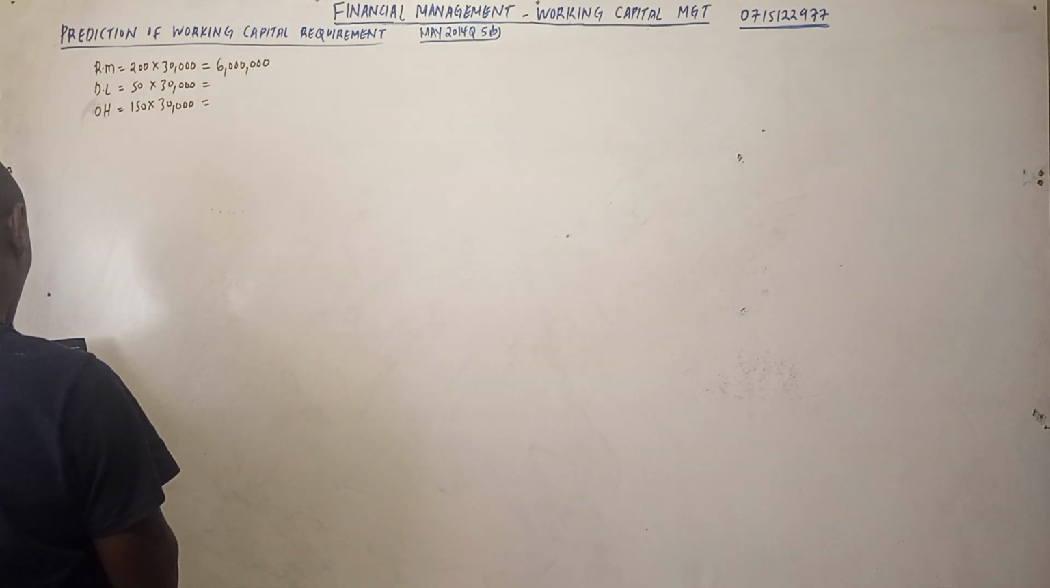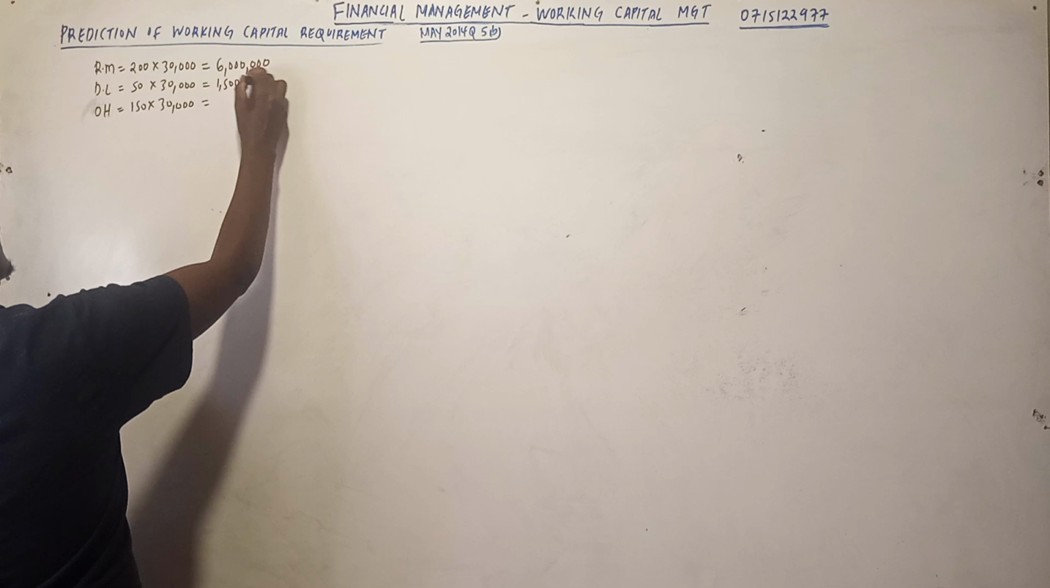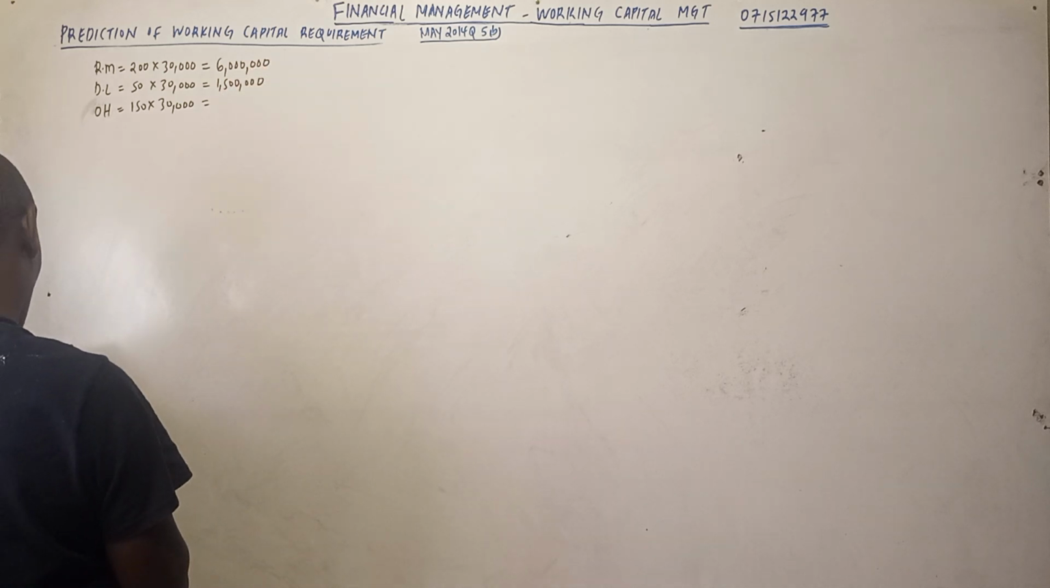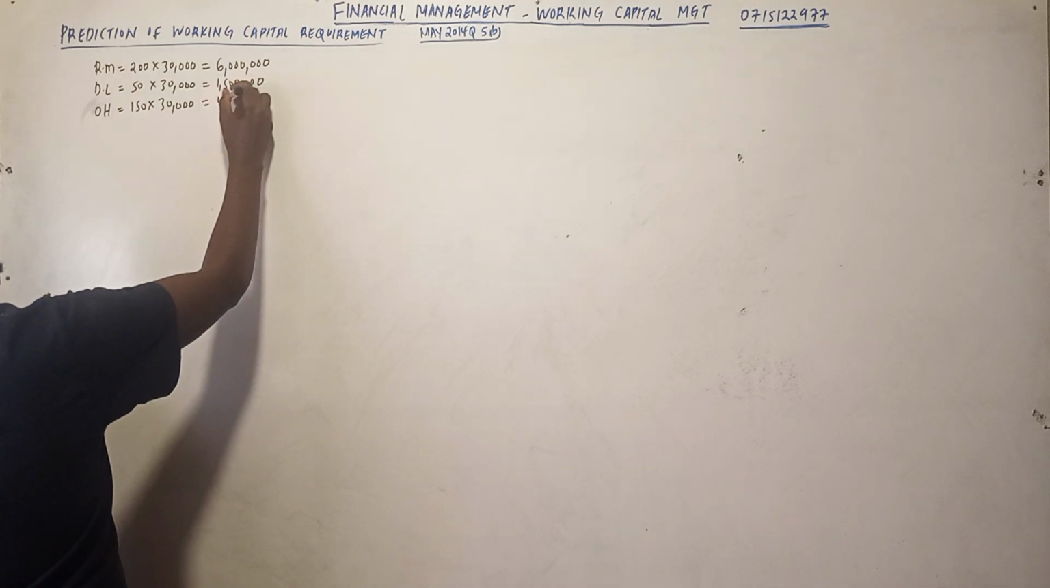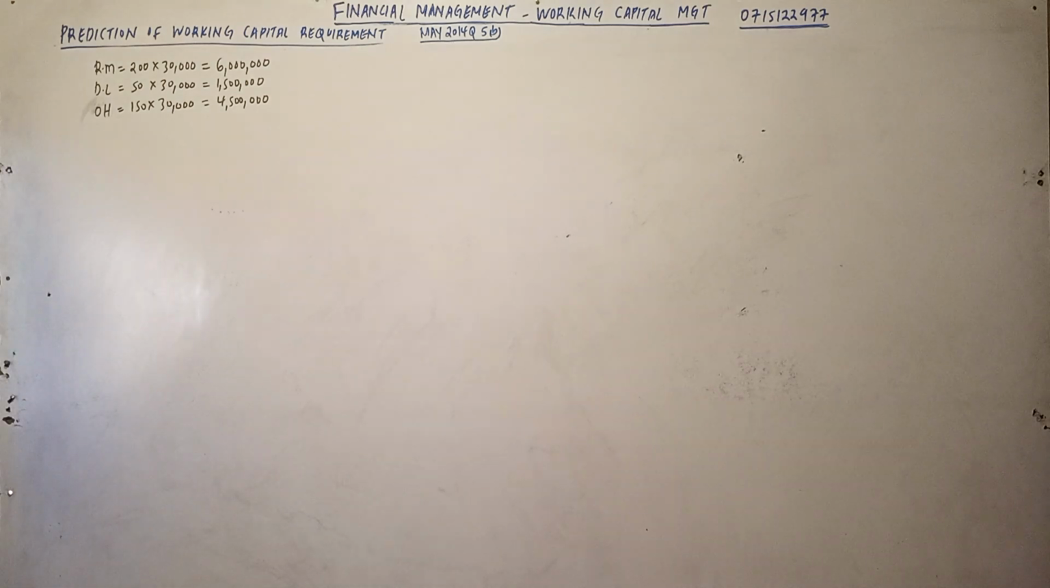Haya, 50 times 30,000, 1.5. Haya, 150 times 30,000, which is 4.5. That one is okay. Now let's go to additional information.